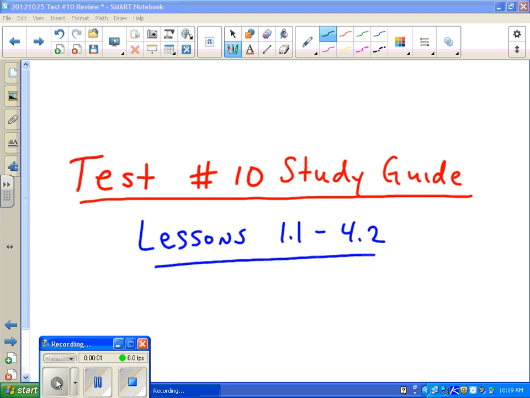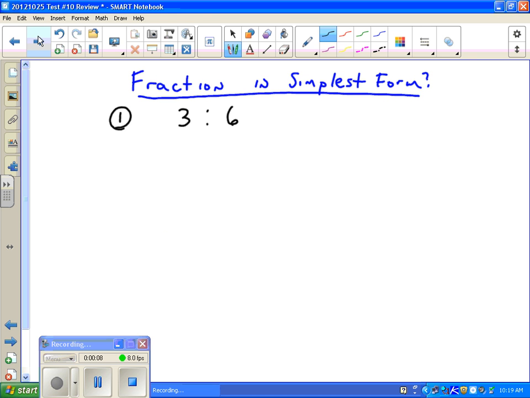Okay, this is test number 10 study guide from lessons 1.1 through 4.2. Your first question says, write it as a fraction in simplest form. So you have 3 to 6. You would write 3 to 6 as 3 over 6. And the number 3 goes into both of them. It goes into 3 one time, and it goes into 6 two times. Or 1 times 3 is 3, and 2 times 3 is 6.